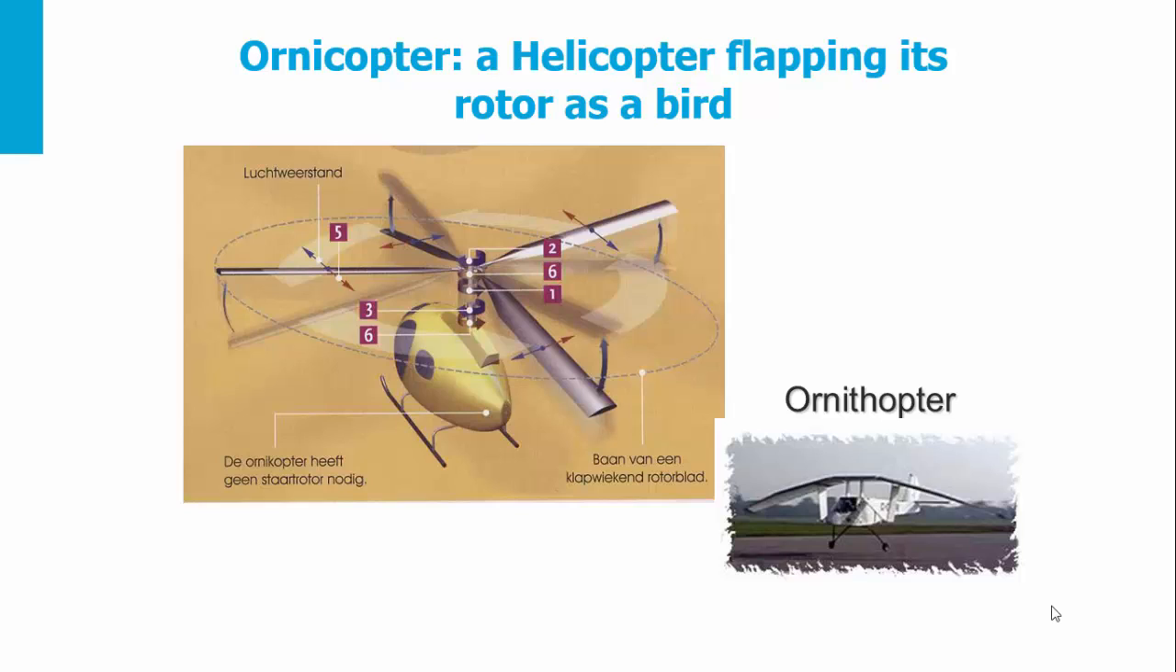For the Ornicopter configuration, the drag that is acting on the rotor blades is counteracted by the propulsive force produced by the flapping motion of the wing. In this way, there is no torque transferred from the fuselage to the rotor, and as a consequence, there is no reaction torque. This ends this part of the course.